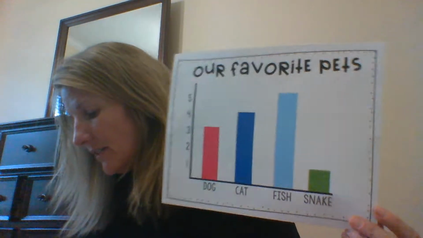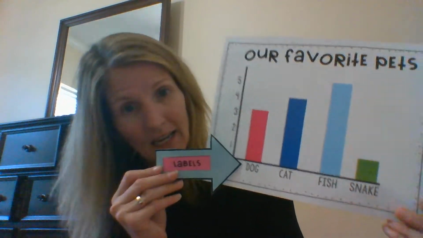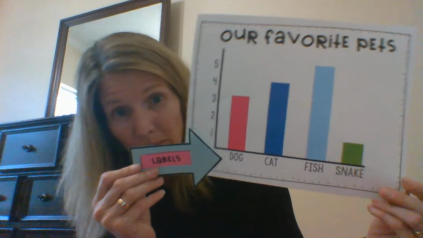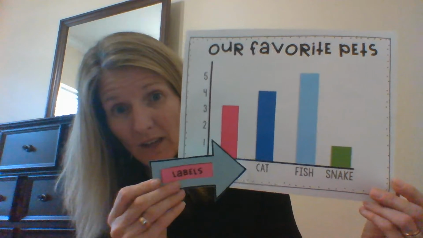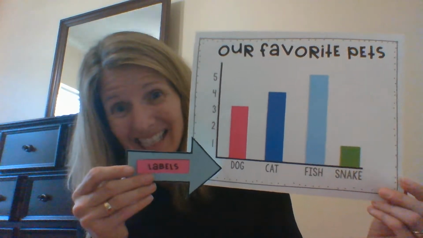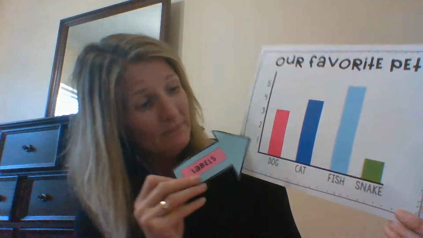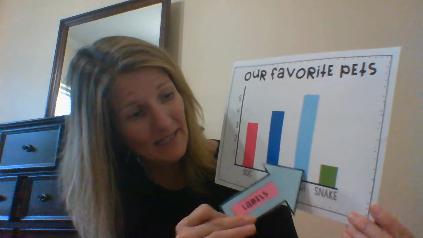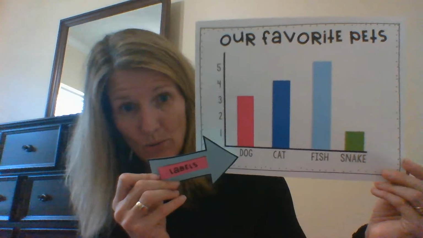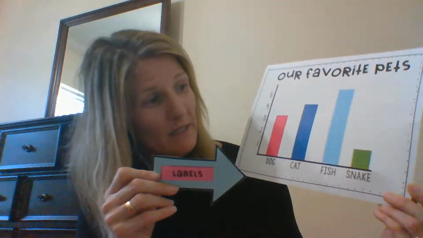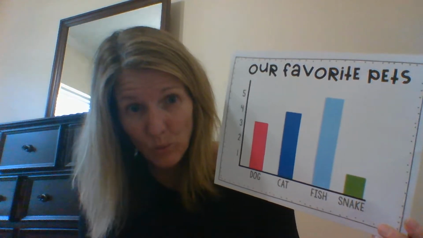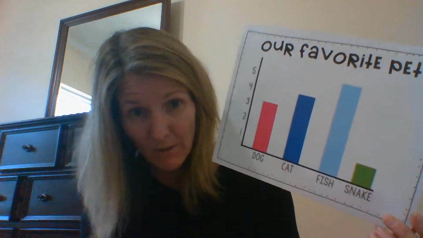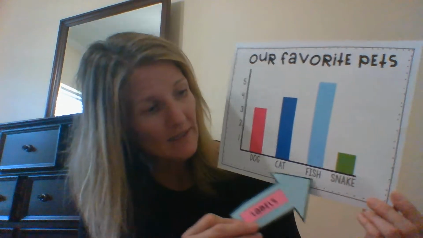Good. I heard somebody else say labels, right? There's no pictures on this one, so it's very important that a bar graph has labels, because I'm not showing pictures of dogs and cats and fish and snakes, so I need to know the labels, right? What's represented? What were my choices of favorite pets? Dogs, cats, fish, and snake.